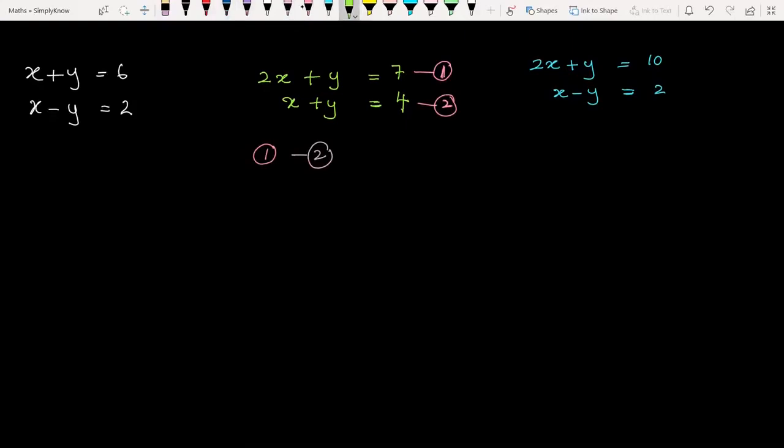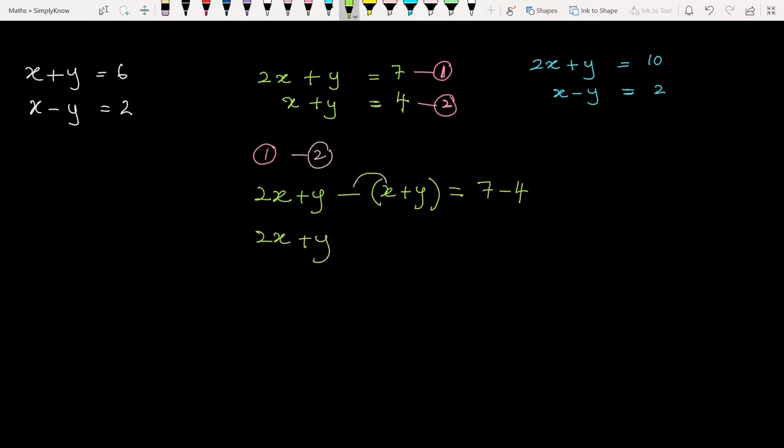So first equation, the left side of first equation is 2x plus y. So from this, I'm going to deduct x plus y. We need to put brackets. Don't forget the brackets because we need to deduct this whole expression from the previous. Then 7 minus 4.